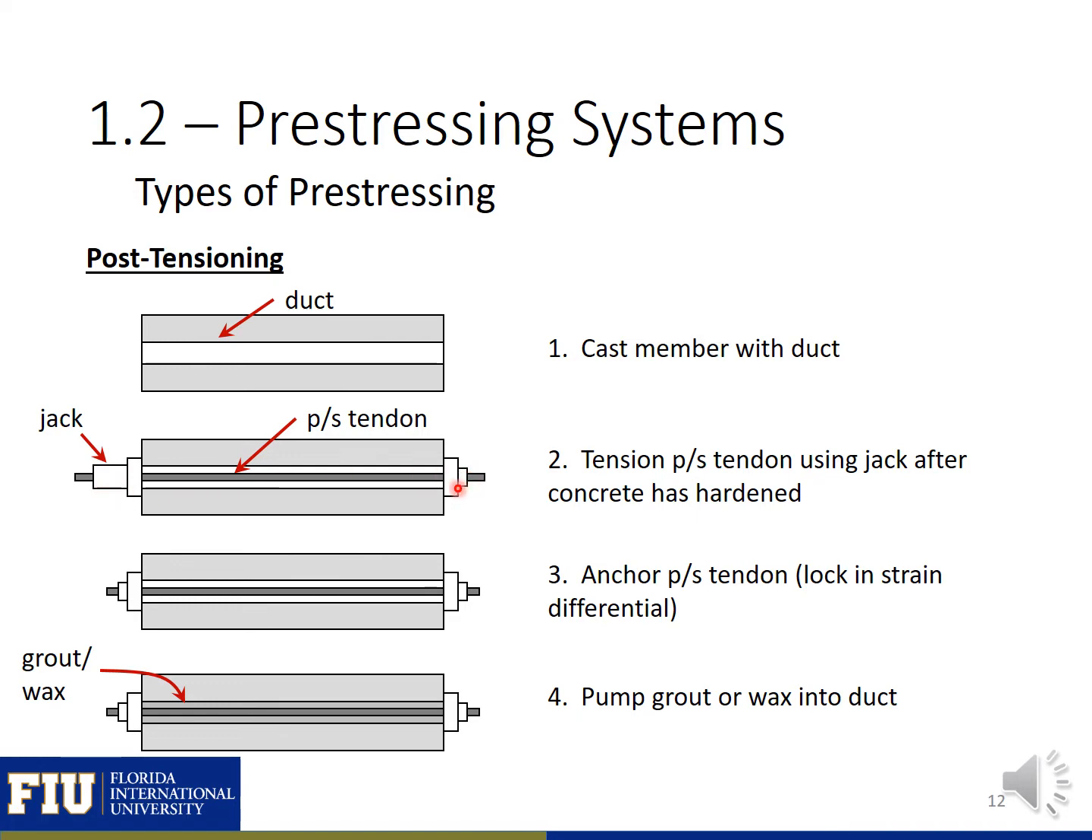You can see the stresses are transferred from the strand to the concrete through these anchorage devices initially. After the strands are tensioned to their desired stress, another anchorage device is placed on the other side of the member, and this locks in the strain differential between the concrete and the strand itself. After this, there's some free space typically within the duct, and that free space is then filled with either cementitious grout or some type of wax or grease.